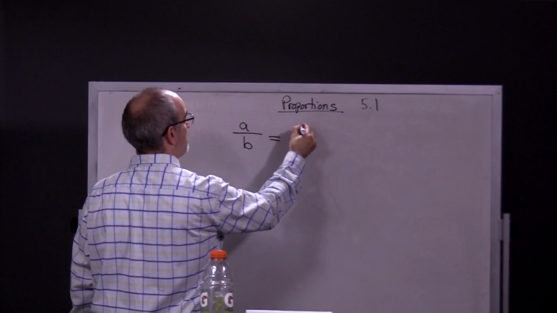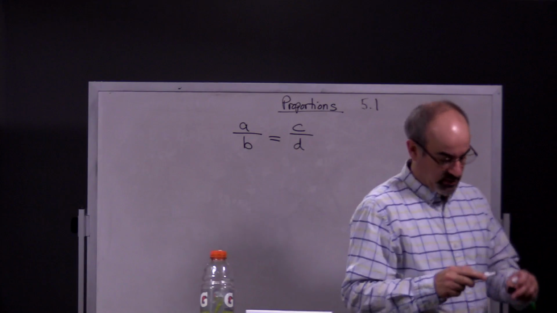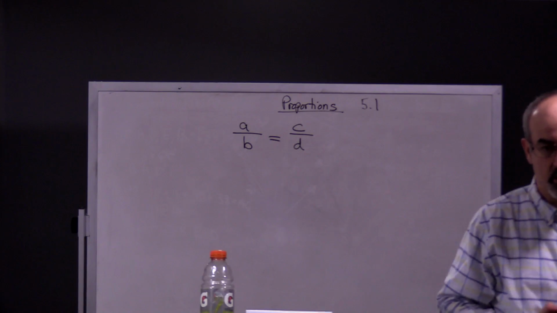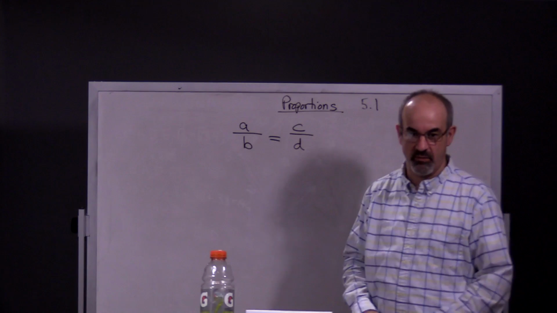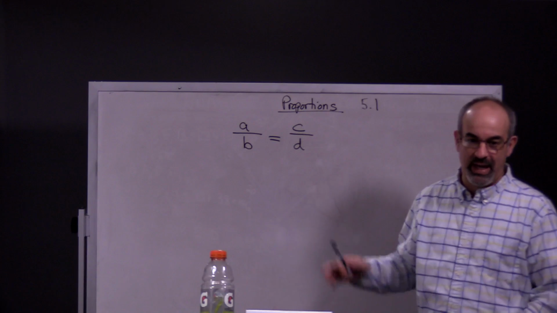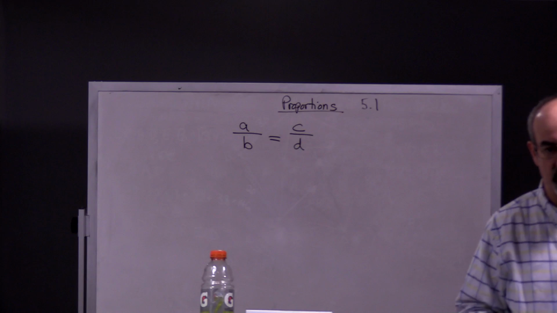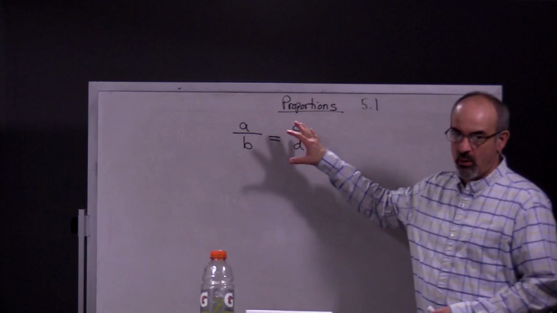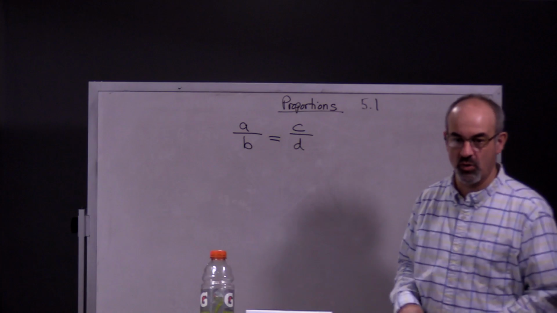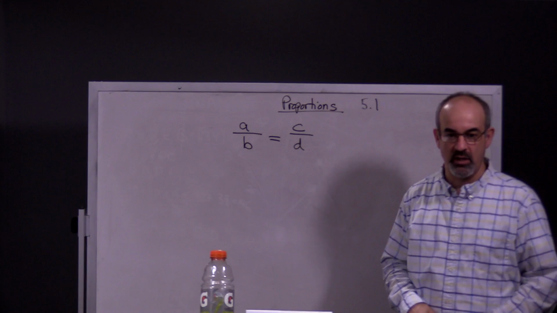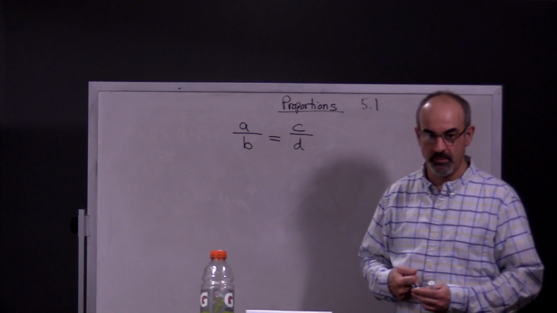I'm going to just write something in general. Proportion tends to look something like this. It can look like this, where you have A over B equals C over D, okay? Where A, B, C, D all stand for numbers, obviously. Usually what will happen in a problem like this is you'll know three of the numbers, and then you have to figure out what the fourth number is, okay?